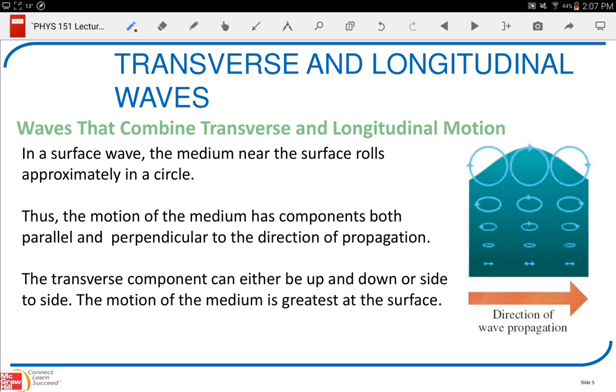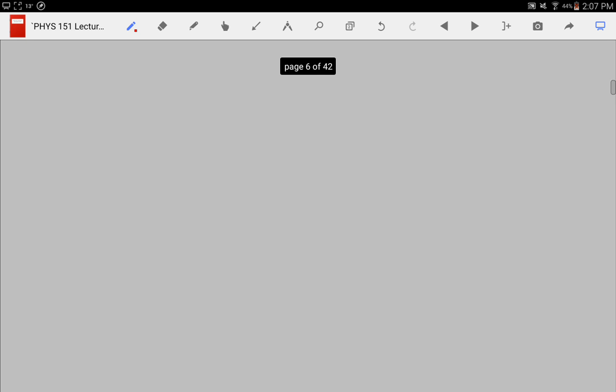How do we get these complicated waves? It comes because we're at the interface between two materials. Down low, you can see the waves are just going one direction. But up high, you have this rotational motion. So water waves are combinations. So are seismic waves.